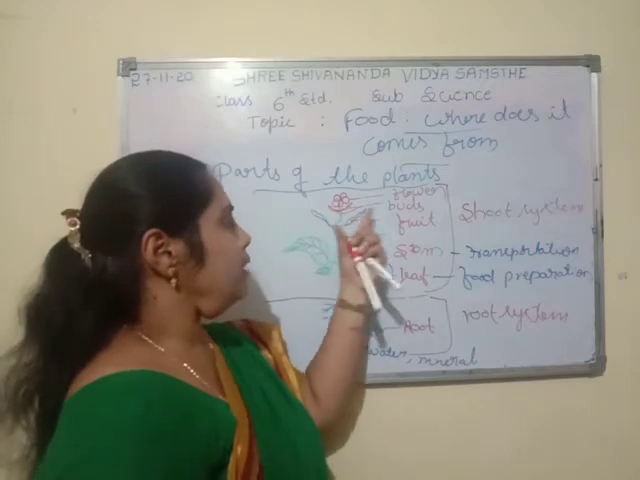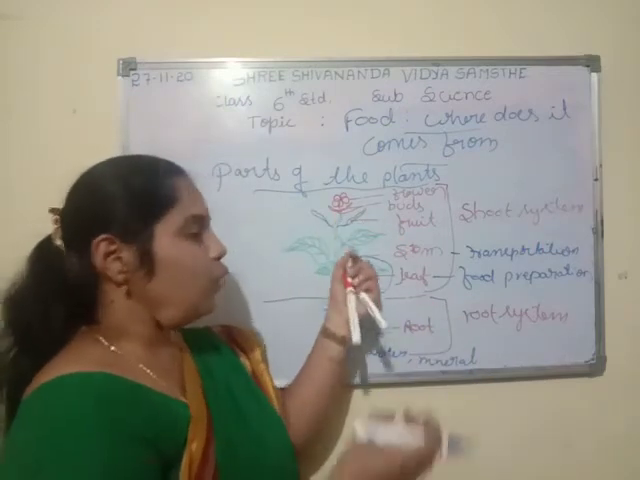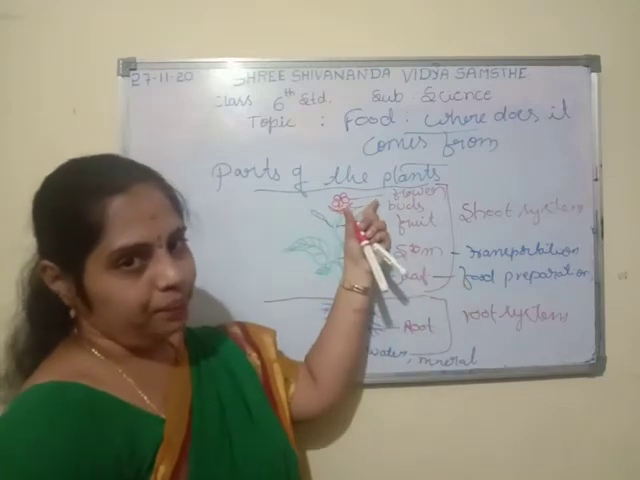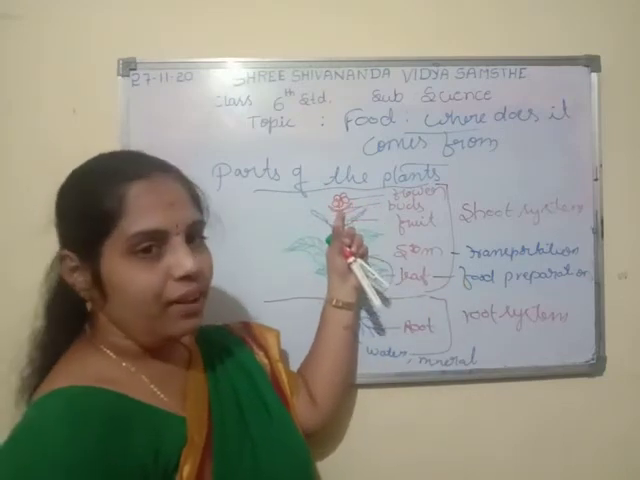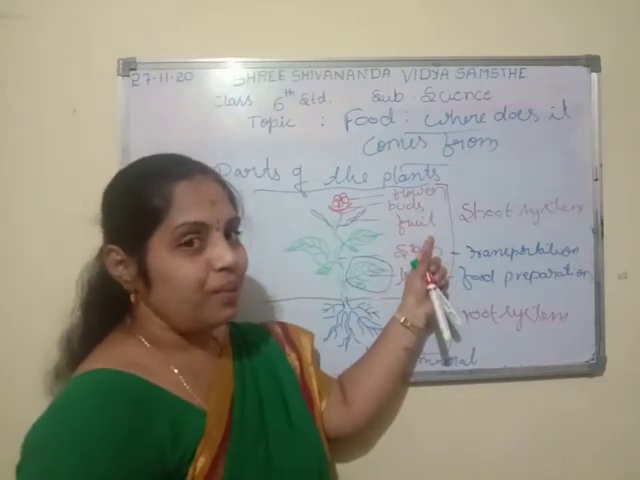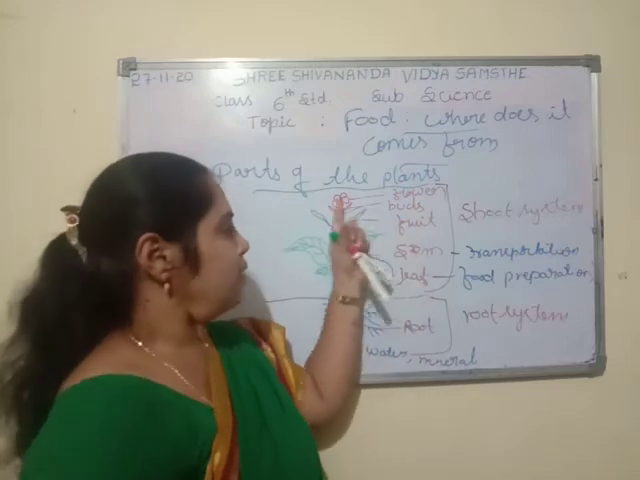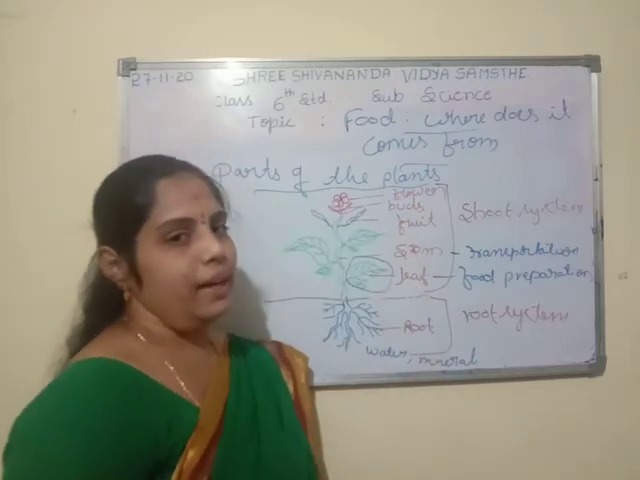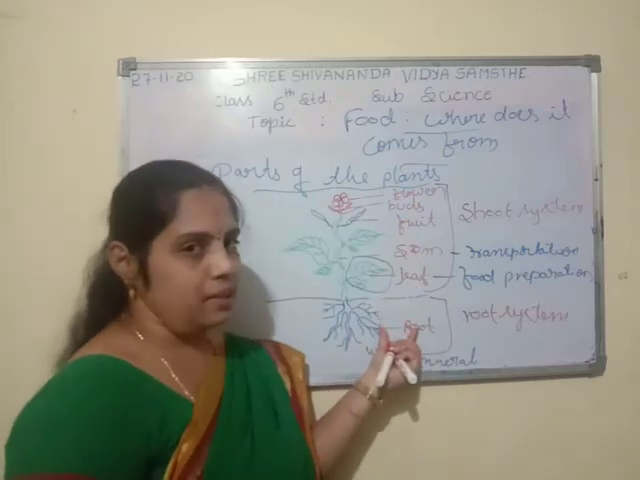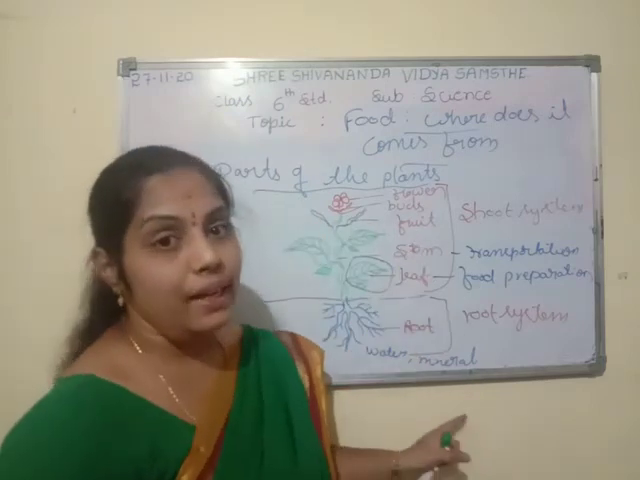And also the buds, which means moggu. The bud blossoms and what happens? It becomes a flower. After the flower, it is converted into fruit. So buds, flower, fruit. These are also very important parts of the plant. So these are the parts of the plant.